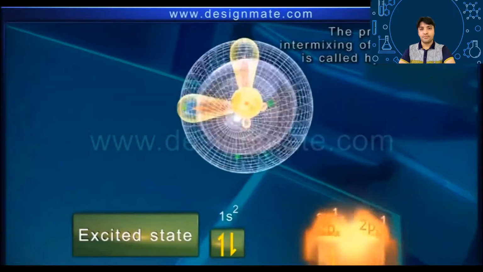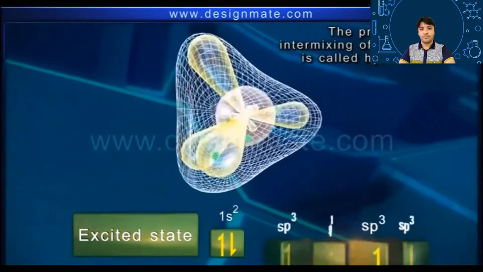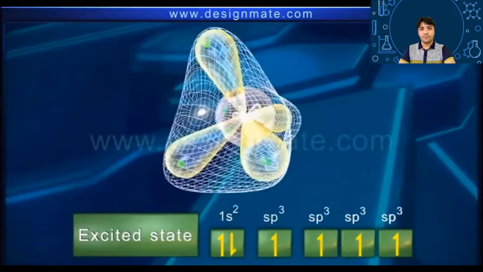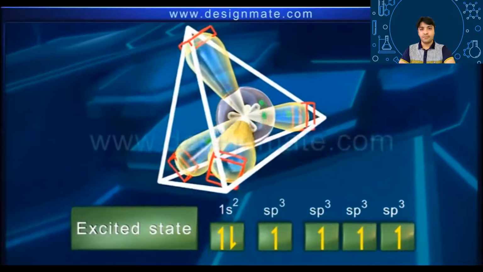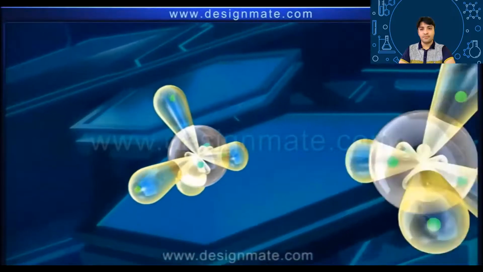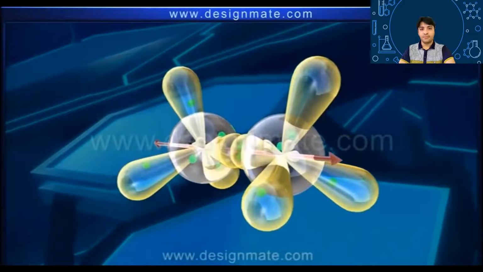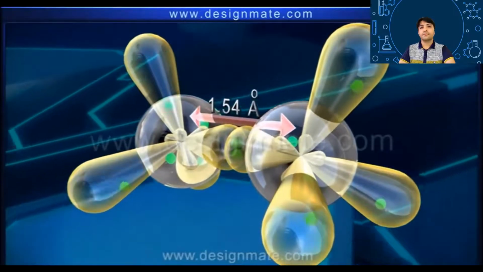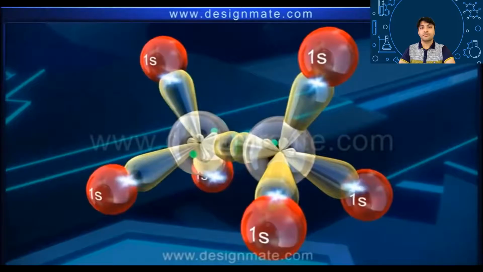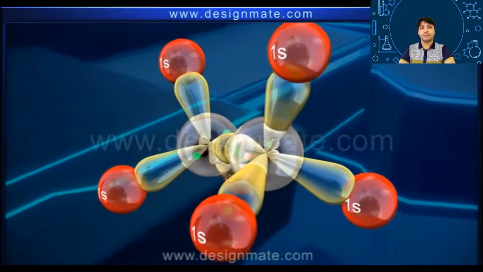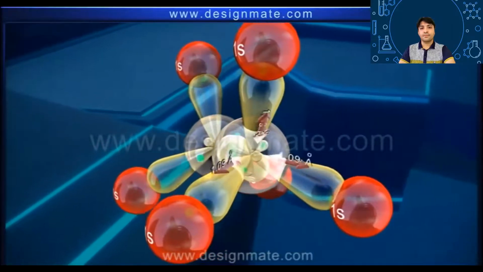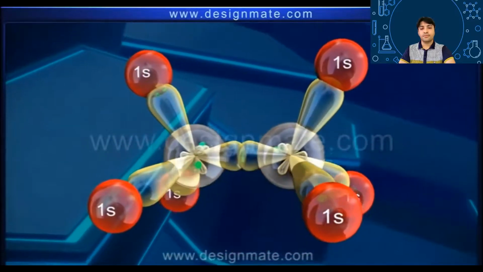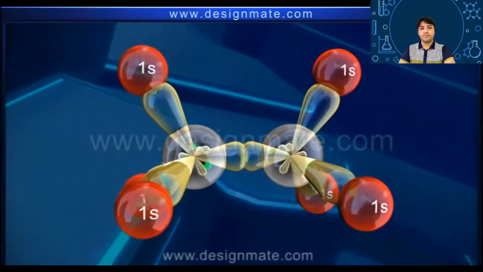In order to form 4 sigma bonds with other atoms, the 2s, 2px, 2py, and 2pz orbitals of this atom intermix. This process of intermixing of atomic orbitals is called hybridization. As a result, 4 equivalent orbitals called sp3 hybrid orbitals directed along the 4 corners of a regular tetrahedron are formed. When 2 such sp3 hybridized carbon atoms approach each other along the internuclear axis and overlap, a carbon-carbon sigma bond is formed. This bond has a bond length of 1.54 angstrom. 6 hydrogen atoms now approach and overlap the remaining 6 sp3 hybrid orbitals of both the carbon atoms, forming sigma bonds with bond length of 1.09 angstrom. In other words, whenever a carbon atom in an organic compound forms 4 sigma bonds which are directed along the corners of a regular tetrahedron, it is sp3 hybridized.